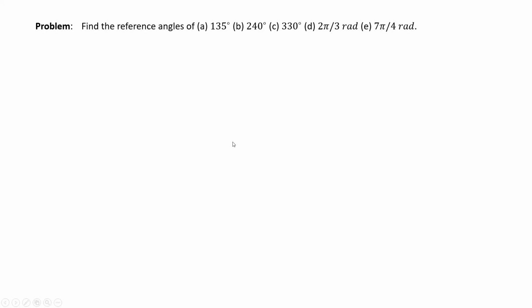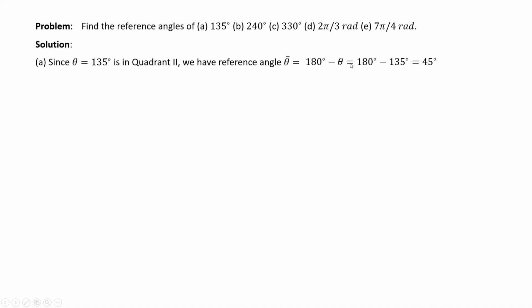Okay, problem. Find the reference angles of 135, 243, 2 pi thirds radian, 7 pi fourths radian, and all that. Cool. Simple problems. 135, what quadrant? Is it between 0 and 90, 90 and 180, 180 and 270, or 270 and 360? To me, 135 seems to be between 90 and 180. So that means second quadrant, right? And how do we find the reference angle theta bar for a second quadrant angle? Subtract theta from 180. So 180 minus 135 is 45 degrees.